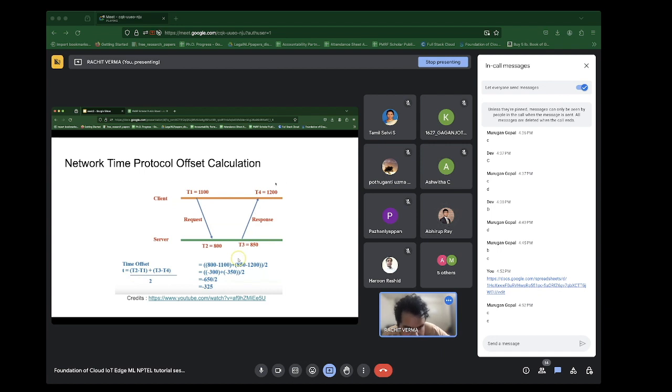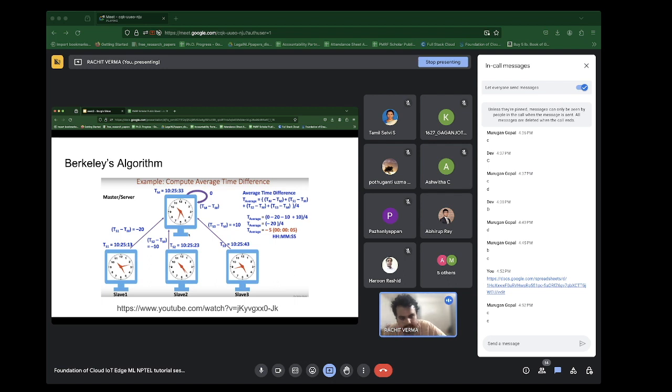Okay. This is added to T4 to get the synchronized time in the network time protocol offset calculation. Now let's look at the Berkeley model. A similar formula is actually there in sir's slides also. It's actually the same thing, but this will be a little clearer to you.